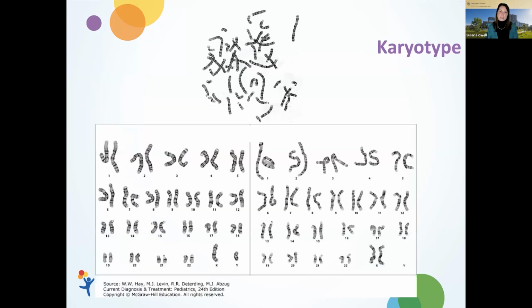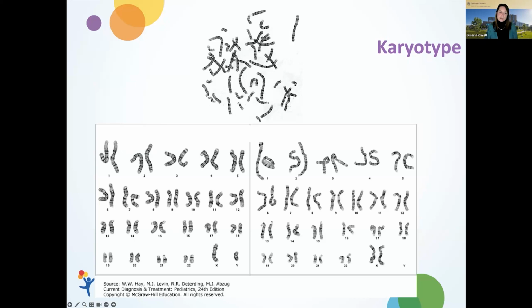A karyotype is a study in which the chromosomes are stained to count them and get a total number of chromosomes, as well as to look at the structure of each individual chromosome, making sure there are no abnormal structural differences. Looking at a single cell, they take the chromosomes and put them into an ordered picture called a karyotype, in which the chromosomes are in pairs. We typically have 46 chromosomes, or 23 pairs. The pairs are ordered from largest to smallest, 1 through 22.